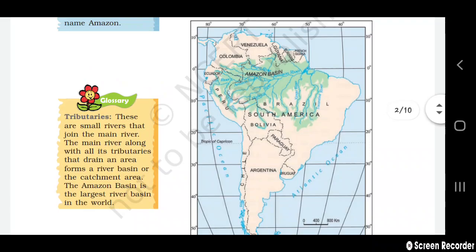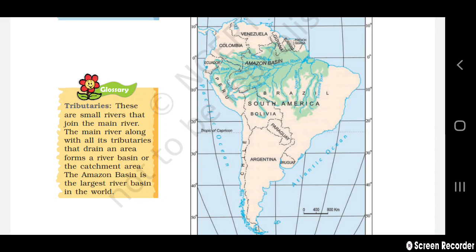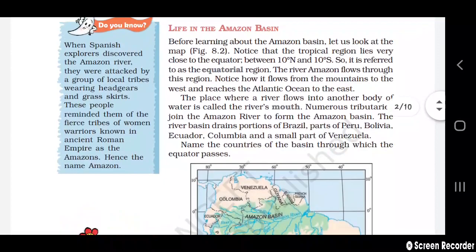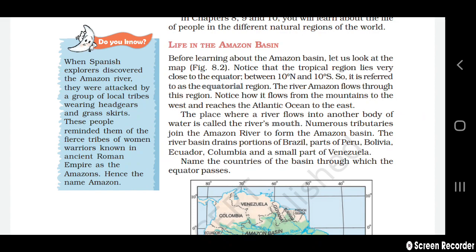Notice that the tropical region lies very close to the equator, between the Tropic of Cancer and the Tropic of Capricorn. The Amazon Basin lies between 10 degrees north and 10 degrees south, so it is referred to as the equatorial region. Zero is the equator.